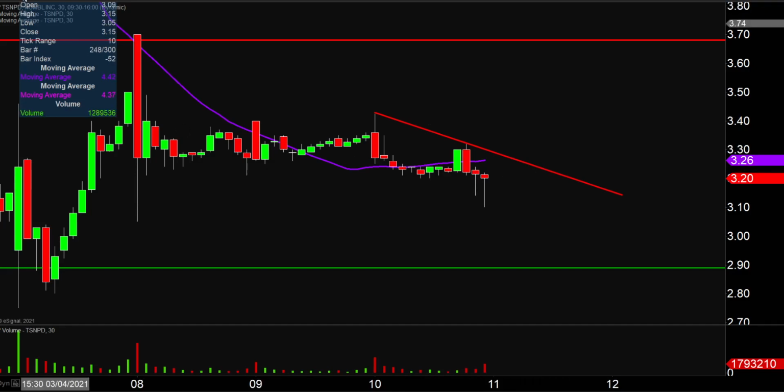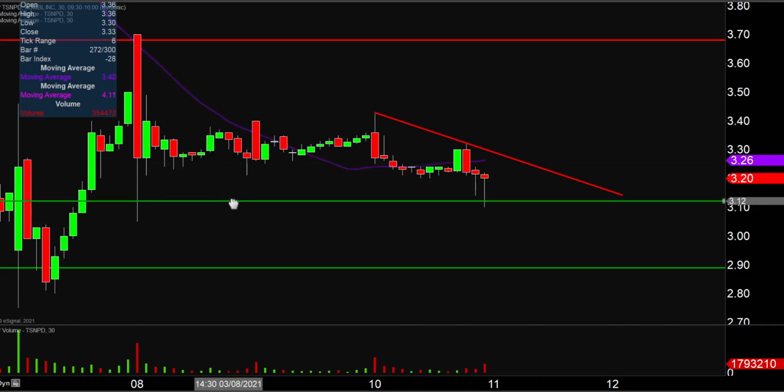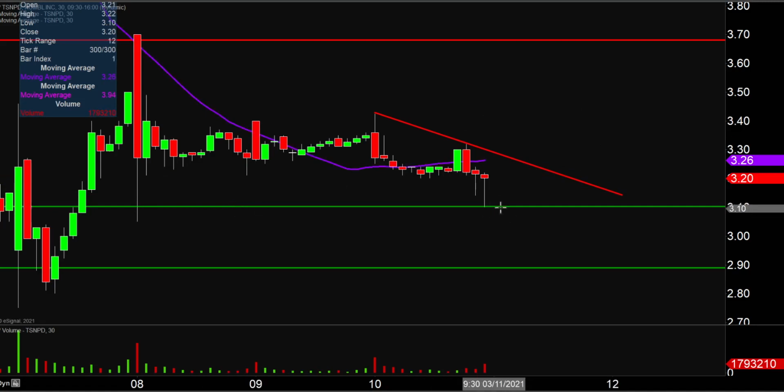And then support-wise, the near-term area of support is now going to be right around that $3.10 mark. So keep a close eye on that moving forward too. Today was definitely a crazy day, but we'll see how this one continues to play out.